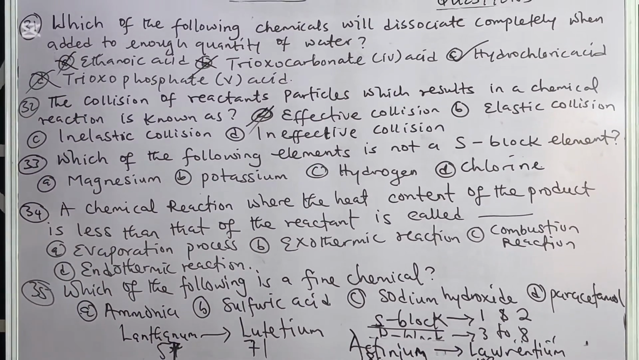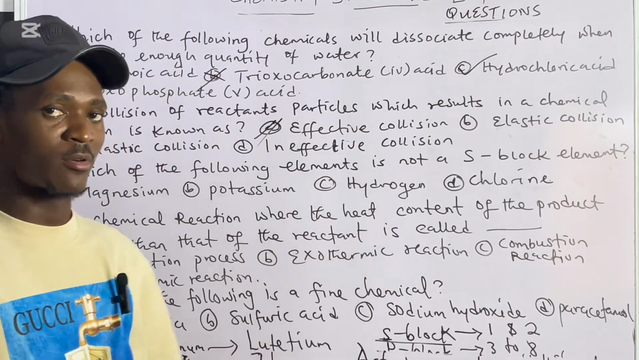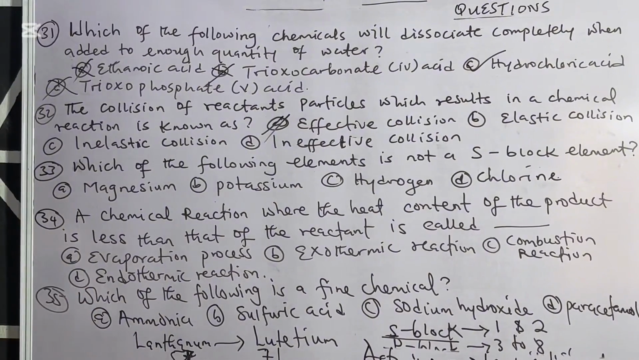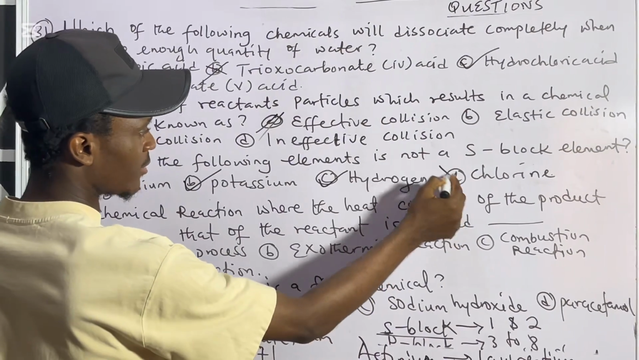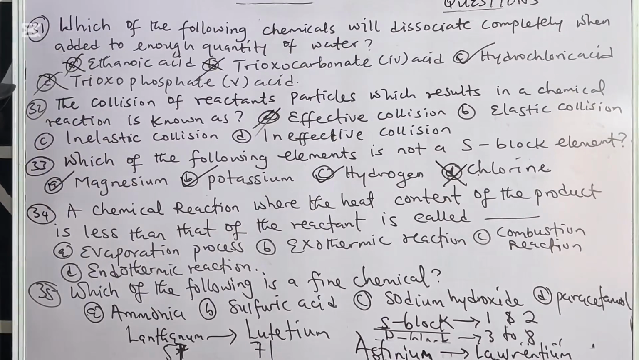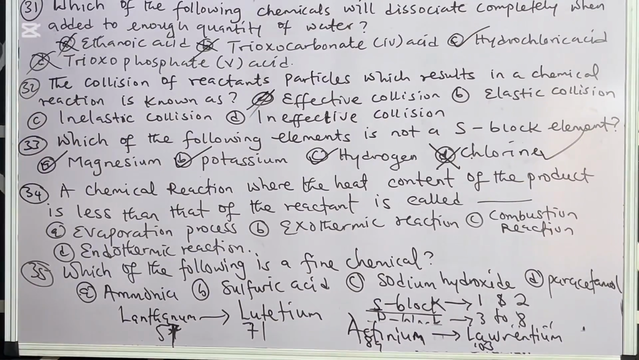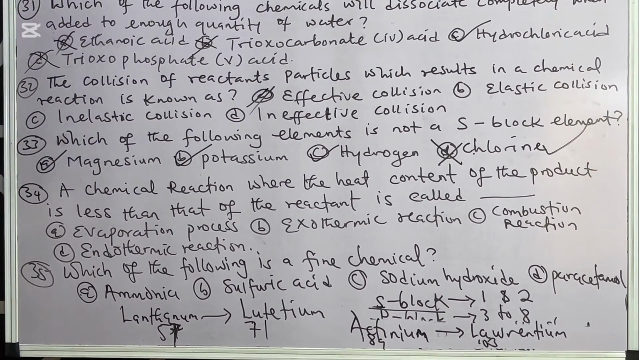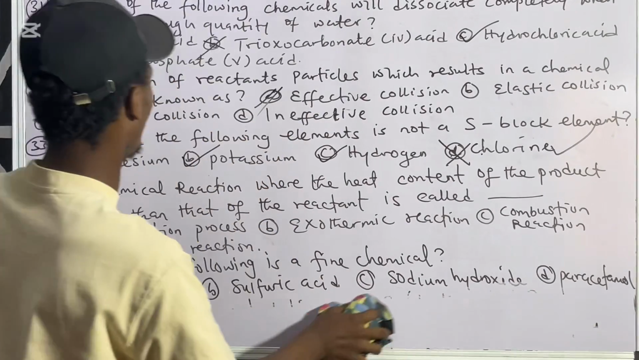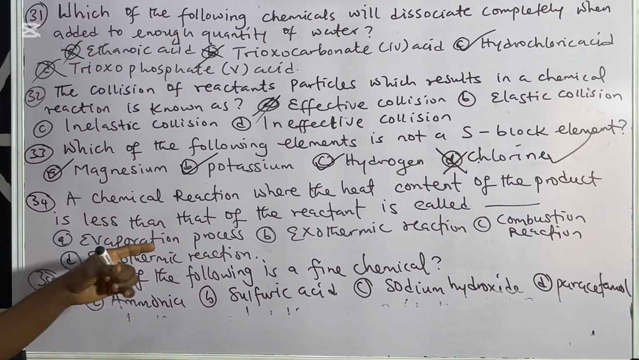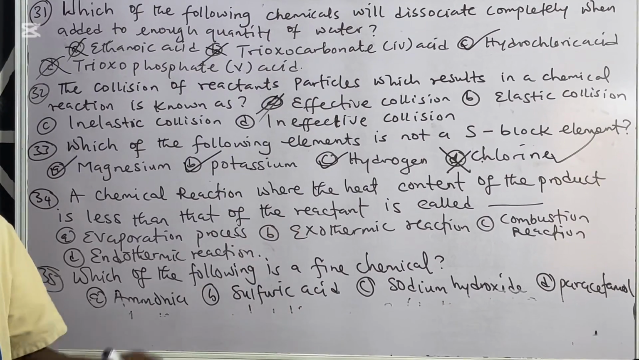So which ones are from the question now? They said which of the following elements is not S block, meaning the one that is not a group 1 or group 2 element. This is group 2, this is group 1, and this is not. So this is a P-block element. That's chlorine. So the answer is chlorine in this case. So question 34, the next question. We are having a chemical reaction where the heat content of the product is less than that of the reactant is called dash.